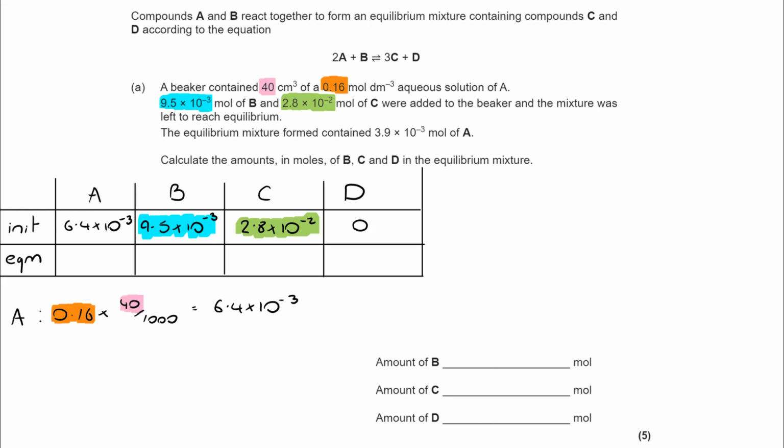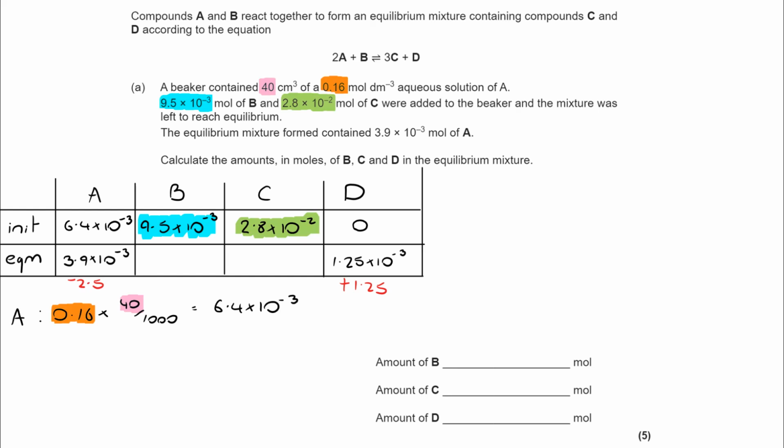Now, I've also been given the equilibrium moles of A. So I now know what the change in A has been. It's gone down by 2.5 by 10 to the minus 3 moles. I can now use the mole ratios to determine what happens in the rest of the cases. Let's take D as the first example. 2 moles of A make 1 mole of D. So 2.5 by 10 to the minus 3 moles will make 1.25 by 10 to the minus 3. So I can put that figure straight in.